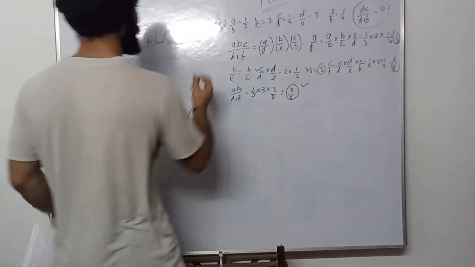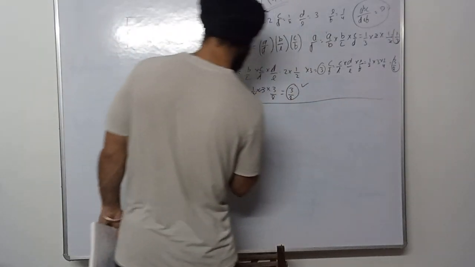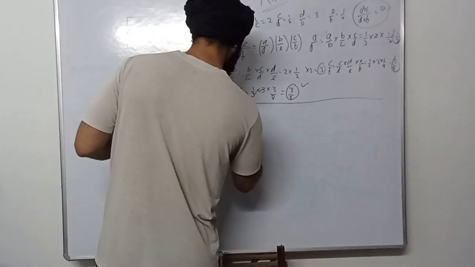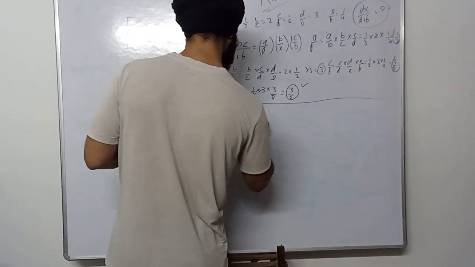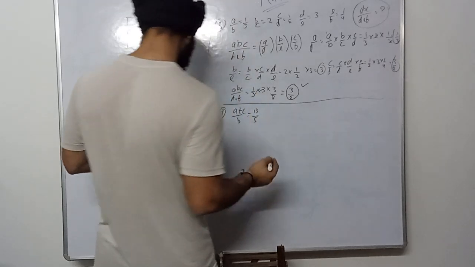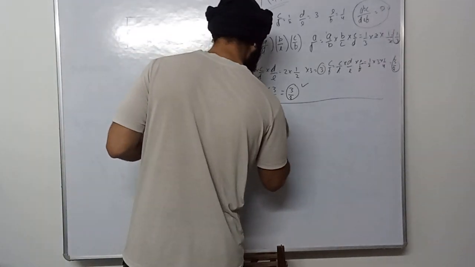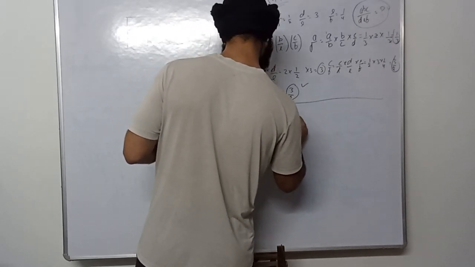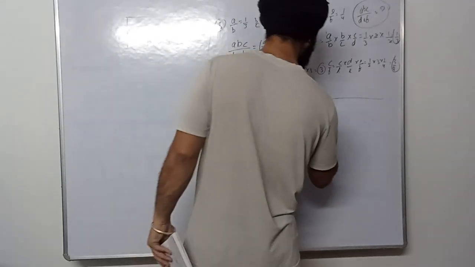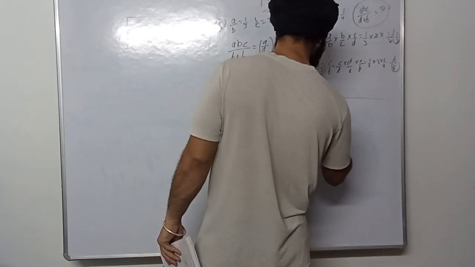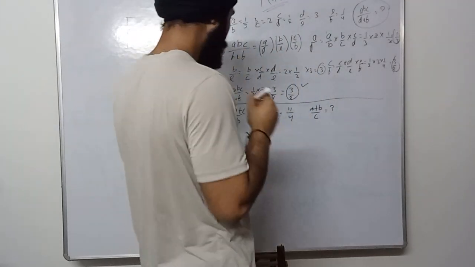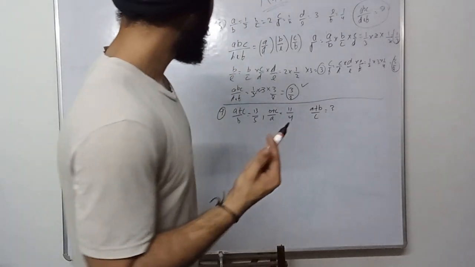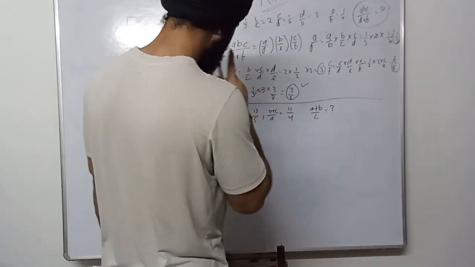So now question number 9. In the equation, A plus C by B is equal to 13 by 5. This is given. B plus C by A is equal to 11 by 4. We have to find A plus B by C. So before I answer this question, you can pause the video and try it by your own self.